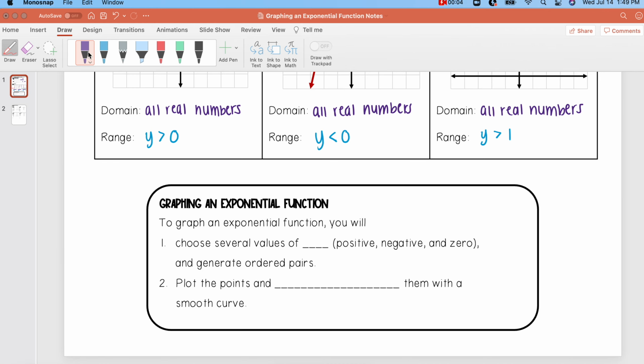So for this video, we're going to be looking at graphing an exponential function. To graph an exponential function, we're going to have two basic steps. First, we're going to choose several values of x, making sure we have a positive, negative, and 0 in there, and generate ordered pairs.